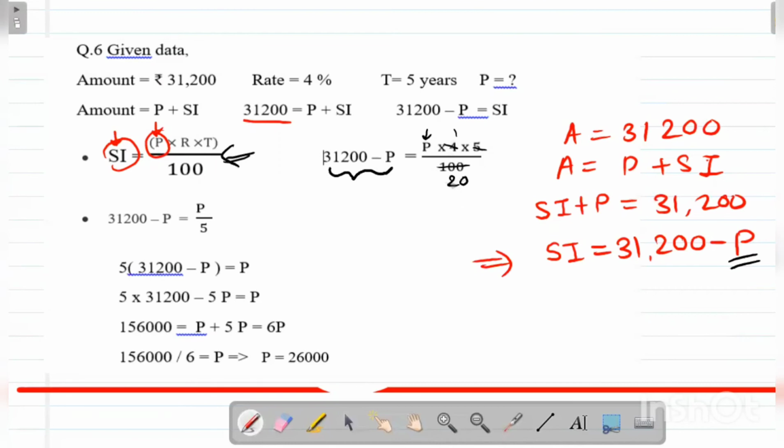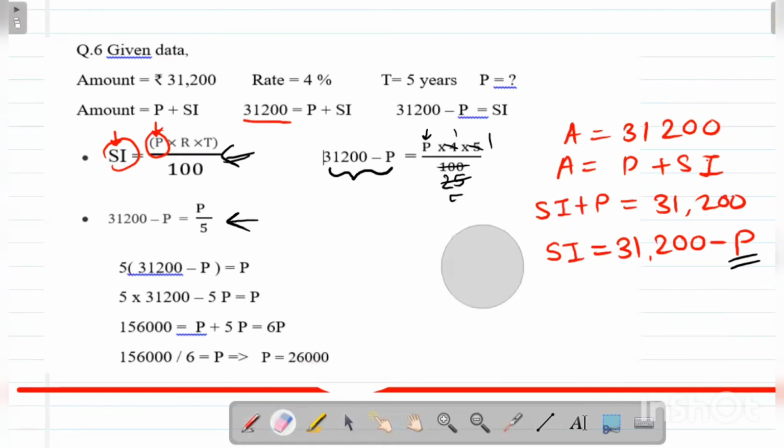Just a second, there is a little mistake. 4 ones are 4, 4 25s are 100, and 5 ones are 5, 5 fives are 25. So what remains on this side? We have 31,200 minus P is equal to P upon 5. This much remains only. All the rest of the terms got cancelled out.